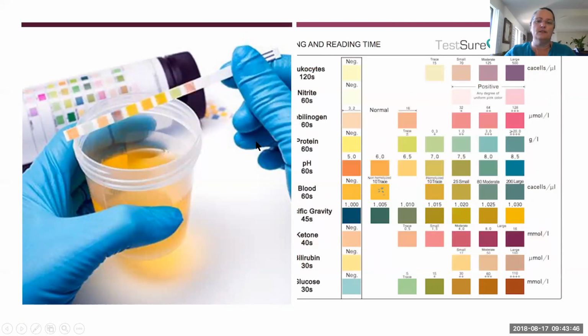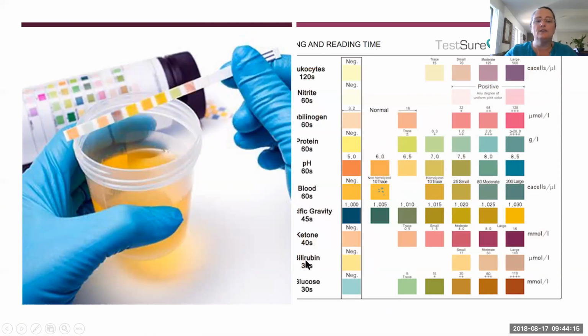Bilirubin could be signs of liver dysfunction. Protein could be signs either of preeclampsia or blood. pH is going to tell us if also signs of infection and hydration status. Is there blood in that urine? It could be kidney stones or it could be infection. Specific gravity tells us about her hydration status. Ketones tells us if she's breaking down muscle for energy. Either she's not eating enough, or there could be some gestational diabetes going on.